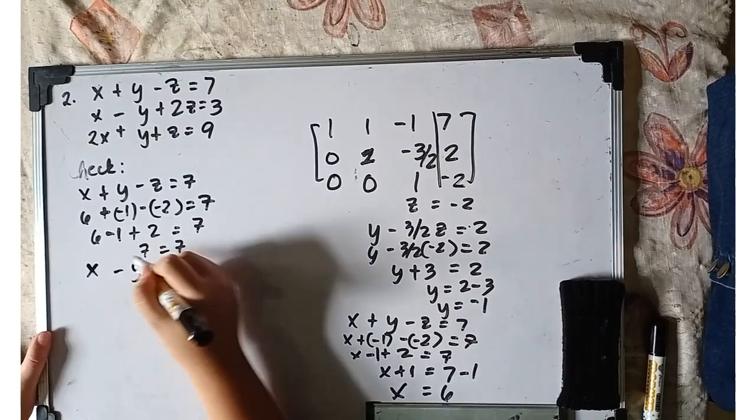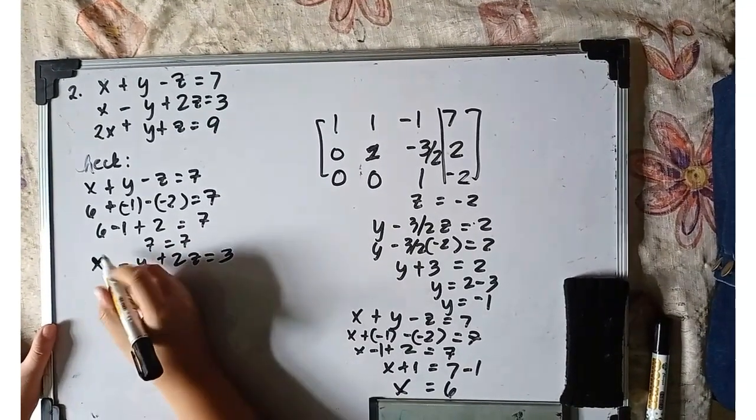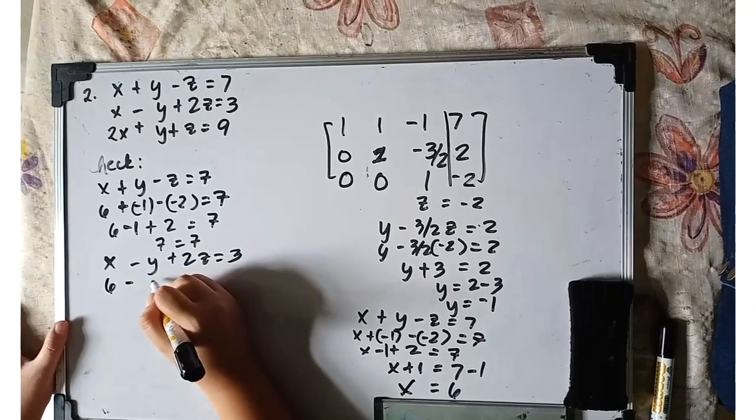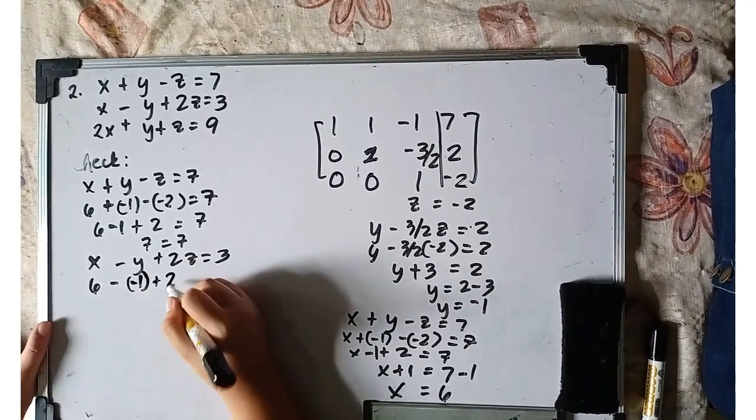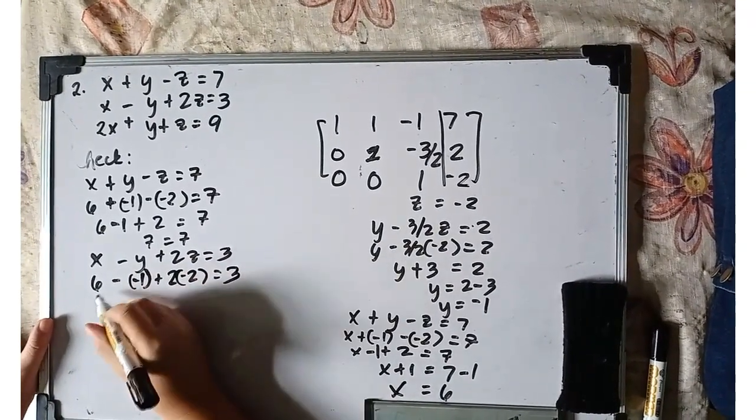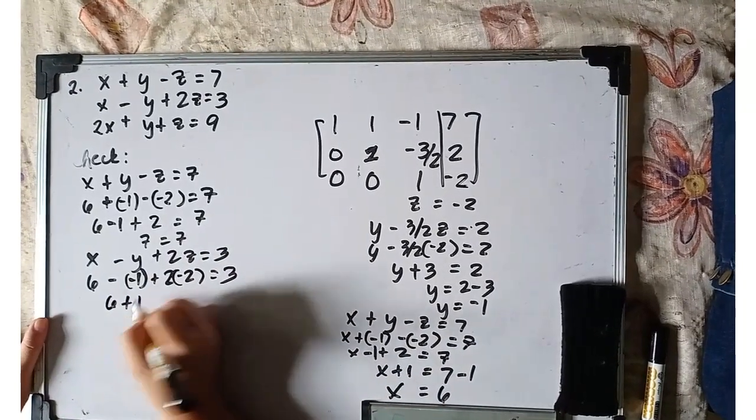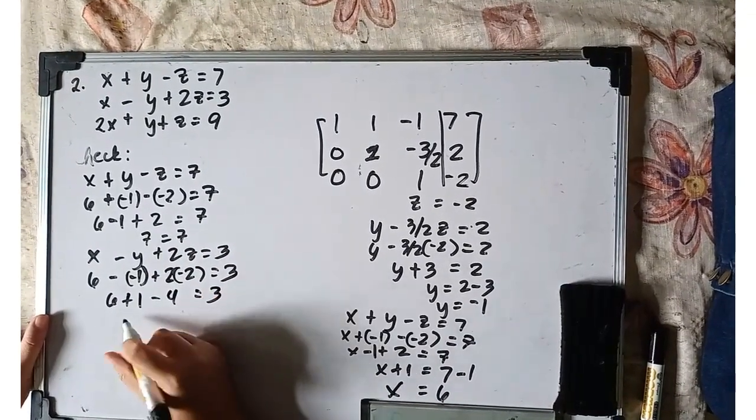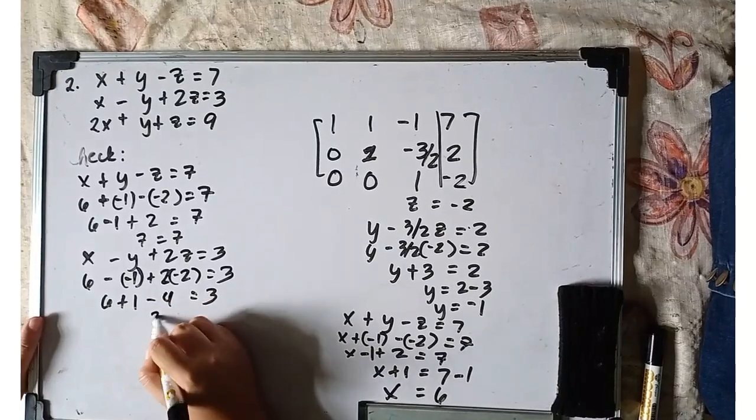Next is x - y + 2z = 3. Our x is 6, minus negative 1, which is our y, plus 2 times z, which is -2, equals 3. So 6 + 1 - 4 = 3. 6 + 1 is 7, minus 4 is 3, which equals 3.